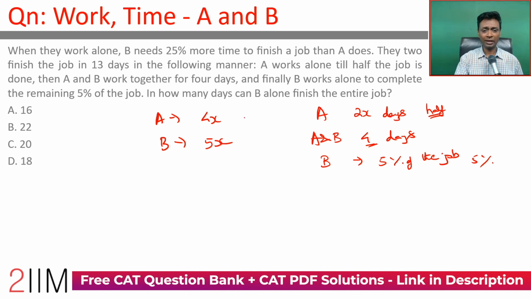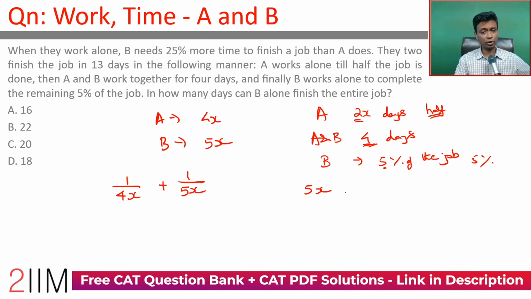Fine, so wonderful question. So A and B together, if they are working in 1 day, they'll finish 1 by 4x plus 1 by 5x. This is what they can complete in 1 day. Fine, so A works for 2x days, and then A and B work for 4 days, and then B does 5% of the job working alone. B completes 5% of the job working all alone. Remember, B takes 5x days to complete the entire job.